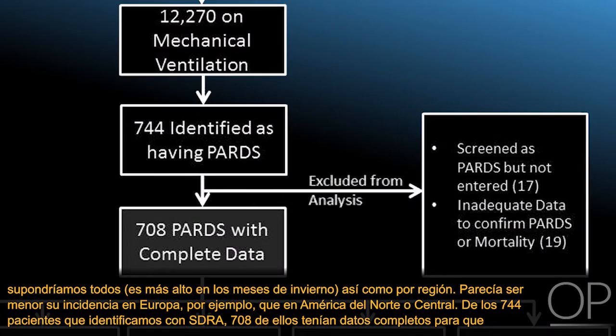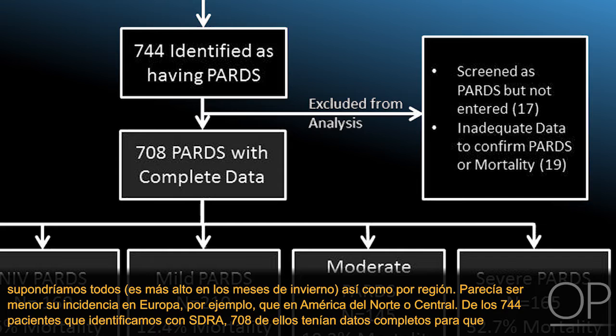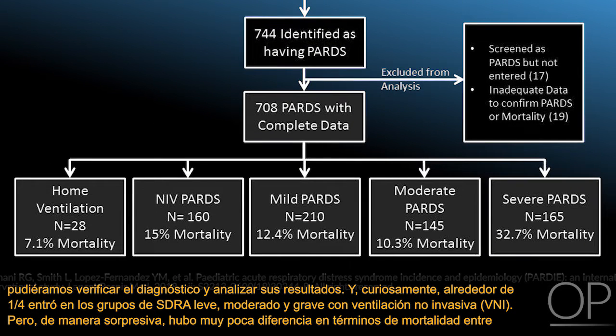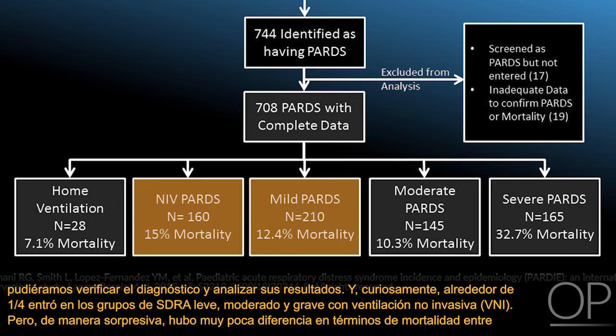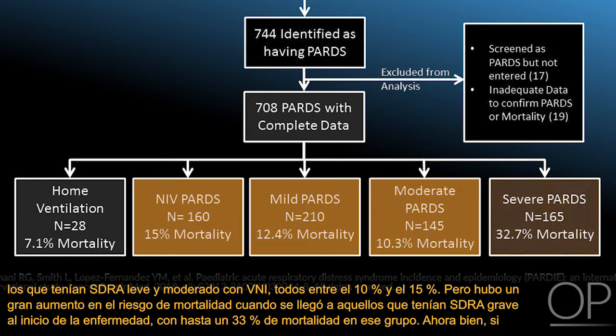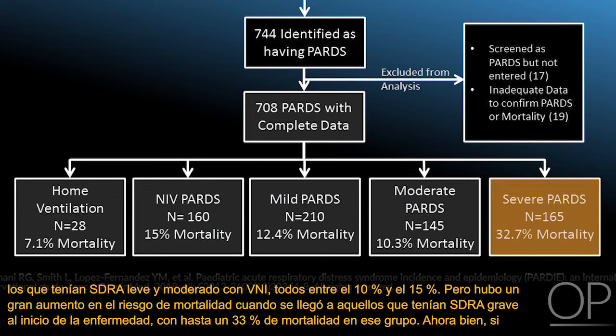Of those 744 patients that we identified as having ARDS, 708 of them had complete data for us to look at, verifying the diagnosis and look at their outcomes. And interestingly, about a quarter fell into each of the groupings of NIV, mild, moderate, and severe ARDS. But surprisingly, there was very little difference in terms of mortality between those with NIV, mild, and moderate ARDS, all between 10 and 15%. But there was a large step up in the mortality risk when you got to those that had severe ARDS at ARDS onset, with up to about 33% mortality in that group.